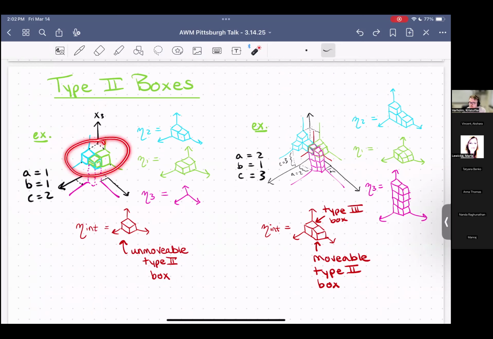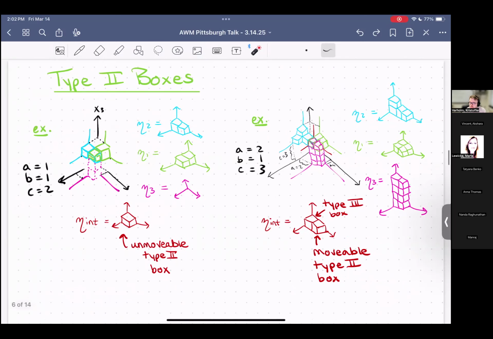My double box configuration. Again, I have a type 2 box in my intersection space here. It came from eta 2 and eta 1. It is unmovable because I can't make the same double box configuration by moving this box into eta 3, because there are no boxes below it, so it wouldn't be supported. So this is an example of an unmovable type 2 box. And then here's another example with a movable type 2. This one's a little bigger. In my intersection space here, I have two boxes right here.